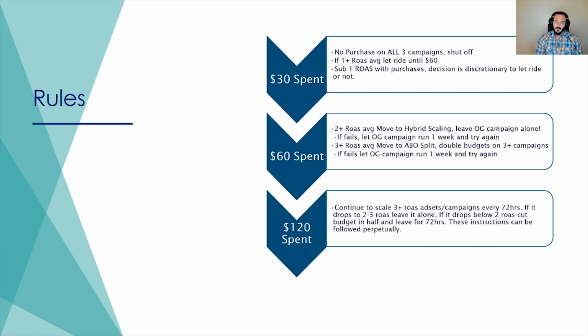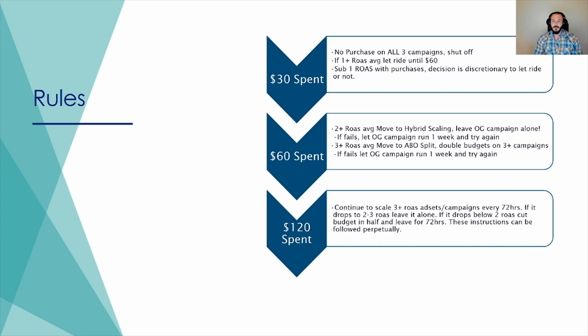All right. So at $30 spent, and this is across every campaign, once all campaigns have spent $30, it's actually a total of $90. It's actually after the first day, because we're launching these campaigns at a $30 budget. So after 24 hours, if none of the campaigns have a purchase, just turn everything off. The product's a dud. You spend $90 without a purchase on a new product, it's a dud. All right, just move on.